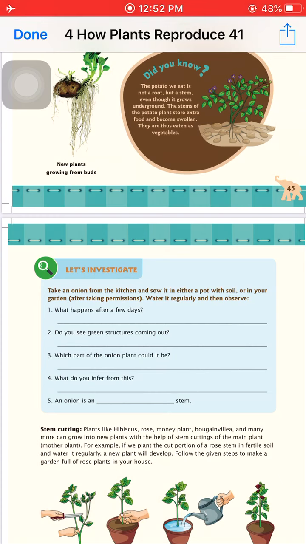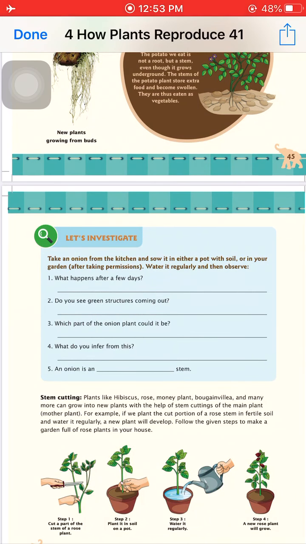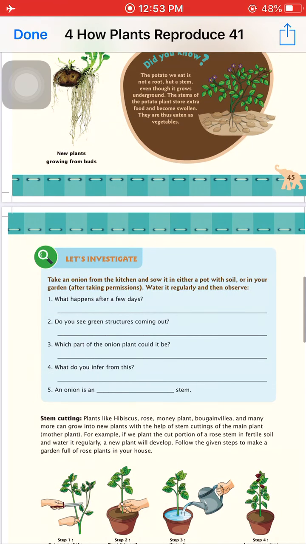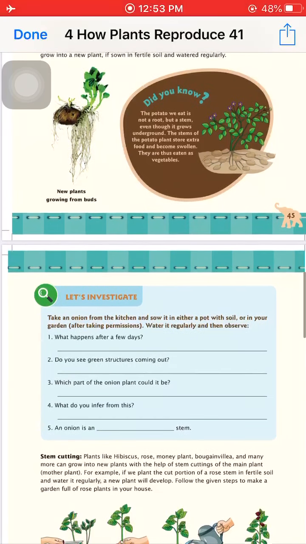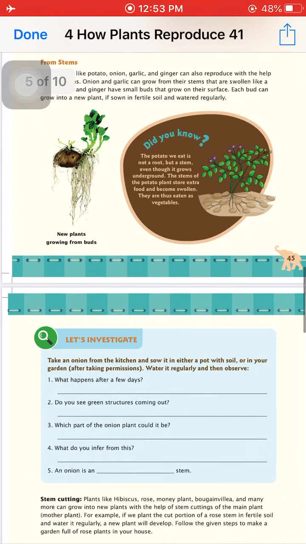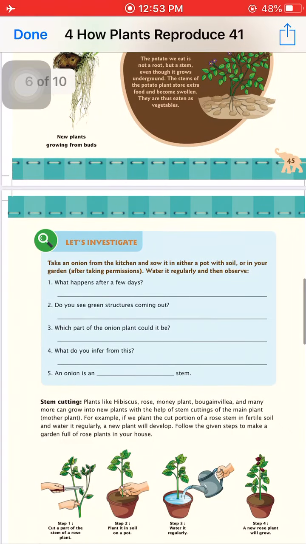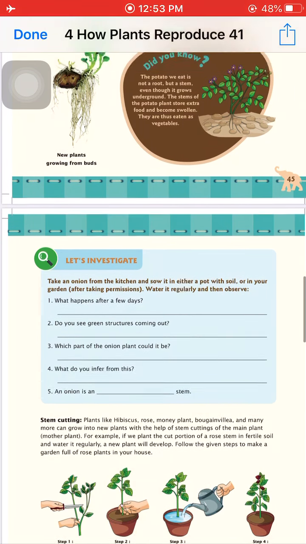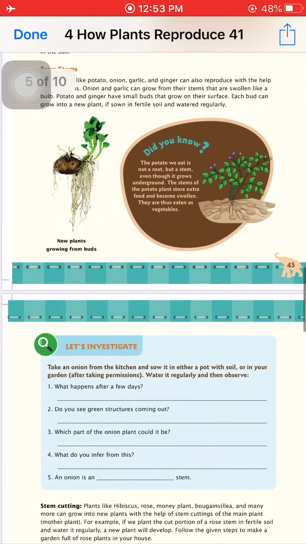First point: what happened after a few days? We see a small leaf-like structure that grows from the onion. Do you see the green structure coming out? Yes. Which part of the onion plant could it be? It is the stem of the plant. Next, what do you infer from this? Which propagation is this? In these plants, the propagation is done by the stems. So an onion is a bulb stem.